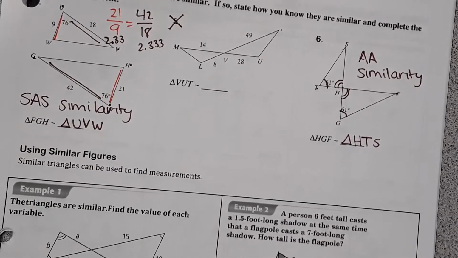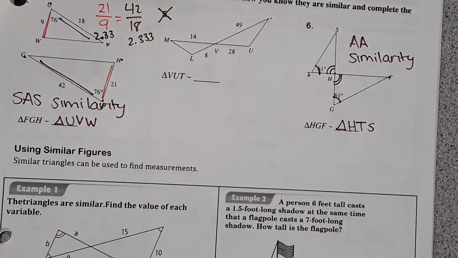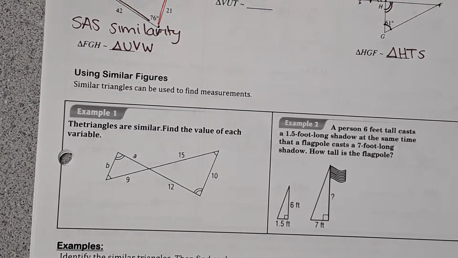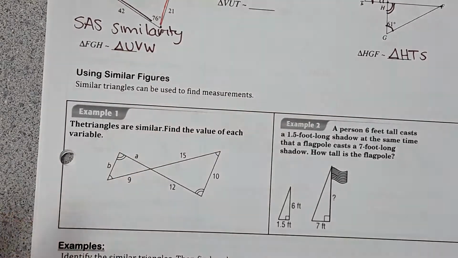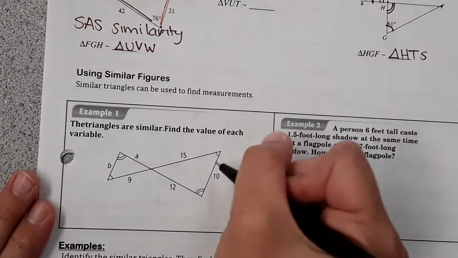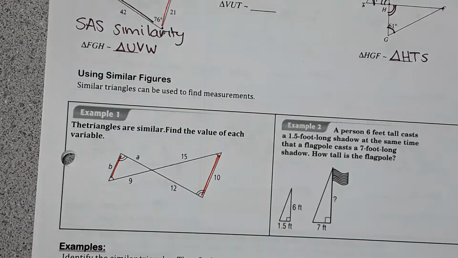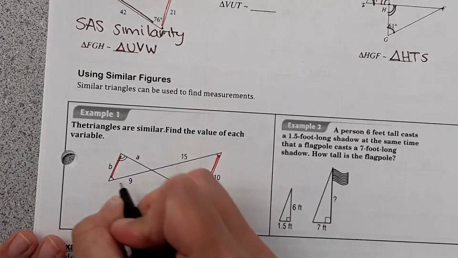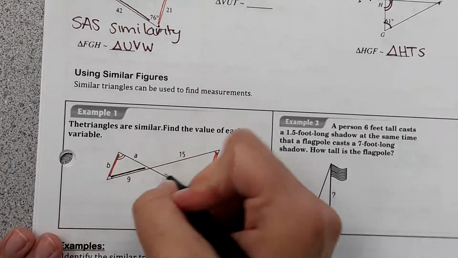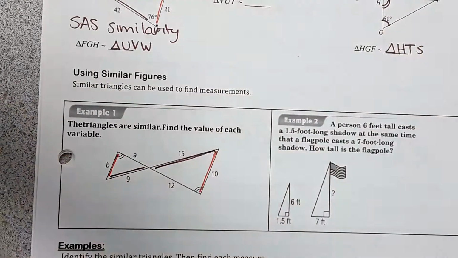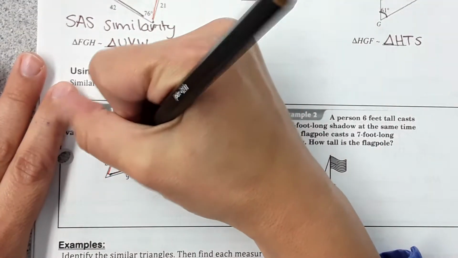And the next one. Okay, the triangles are similar. They tell us that right away. Find the value of each variable. Okay, so we're going to find the value of A and B. Before I do that, I need to make sure that I know my corresponding parts. This corresponds with this one right here. This corresponds with this. You'll notice they're kind of flipped. And then this side corresponds with this one.